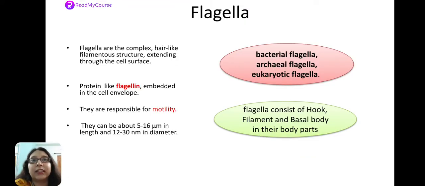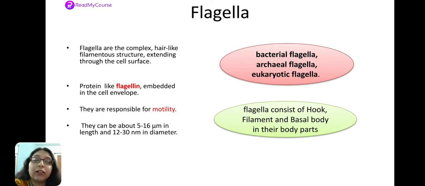So moving to the next slide, we will start off with knowing a little bit about flagella. Flagellas are very complex, hair-like structures. They are filamentous structures extending through the cell surface, right? So the basic component is a protein which is known as flagellin. So it is easy to remember. So flagella contains a basic protein which is flagellin, right? Embedded in the cell envelope. We know about their basic function, which is motility or movement. And what is their dimension? They can be 5 to 16 micrometer in length and 12 to 30 nanometer in diameter, okay?